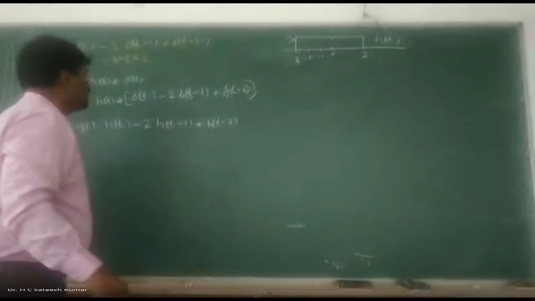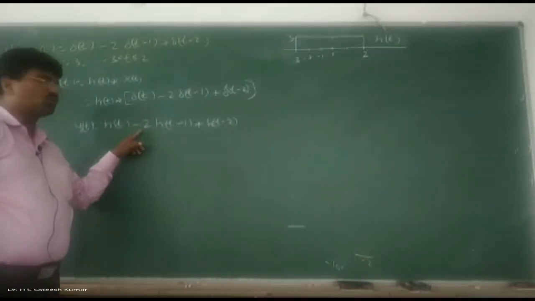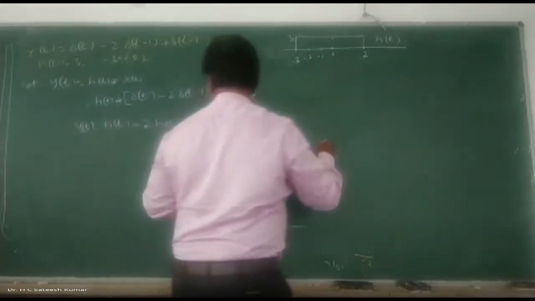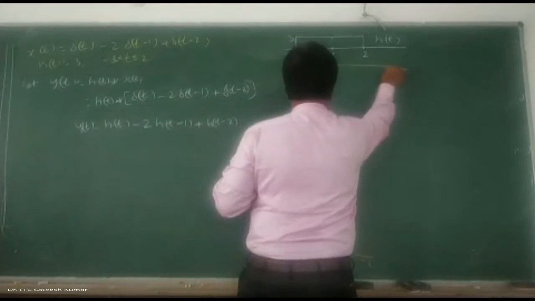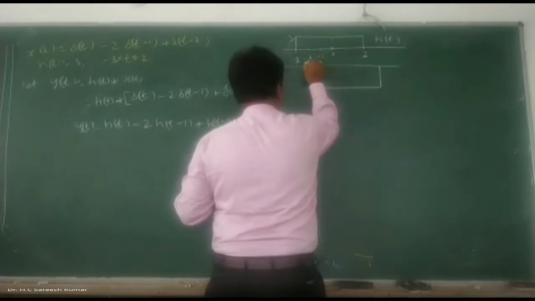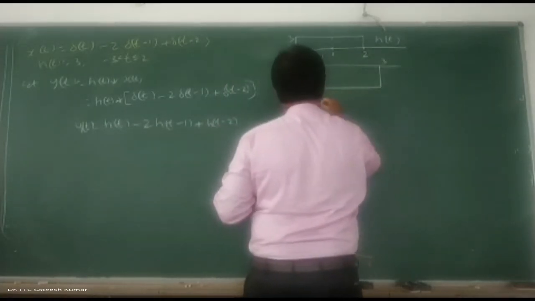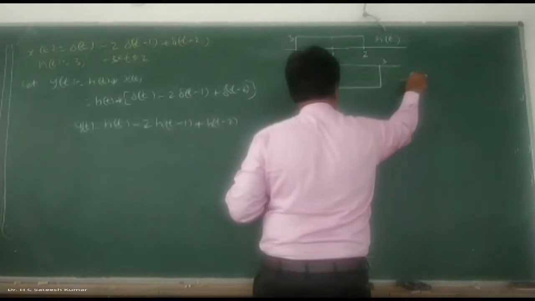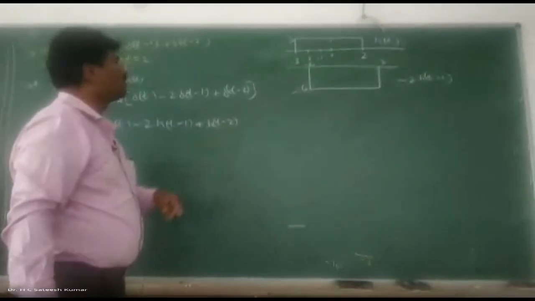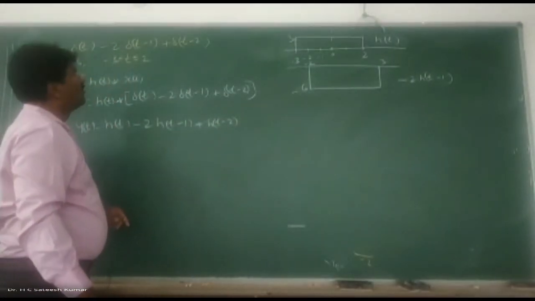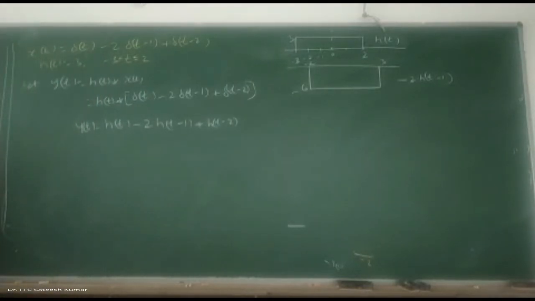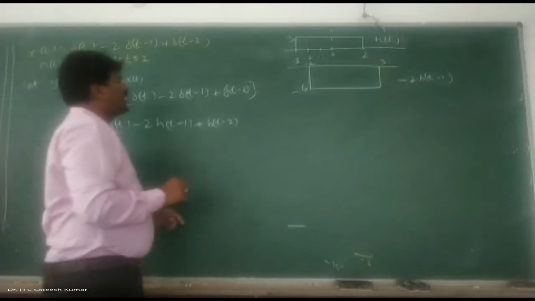Next, h of t minus 1 multiplied by minus 2. So minus 2 amplitude multiplied by 3 is minus 6. Minus 6 shifted right by an amount equal to 1 unit. Therefore it will be minus 2 to 3. Amplitude becomes minus 6. This is minus 2 h of t minus 1. Next, shift right by 1 more unit. Original signal itself. Correct. Shift right by 1 more unit.